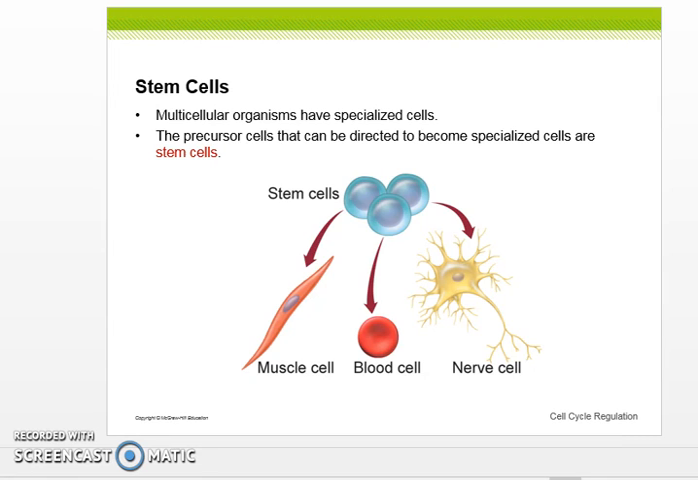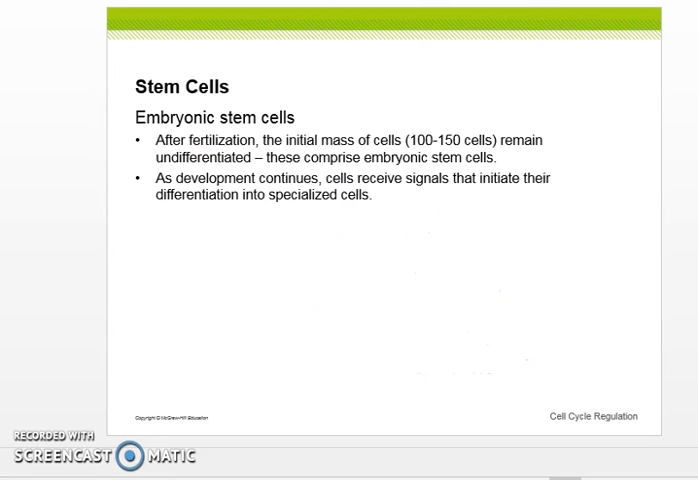Stem cells. Multicellular organisms have specialized cells. The precursor cells that can be directed to become specialized cells are called stem cells. Embryonic stem cells. Two things about that. After fertilization, the initial mass of cells remain undifferentiated. These comprise embryonic stem cells, and as development continues, cells receive signals that initiate their differentiation into specialized cells.